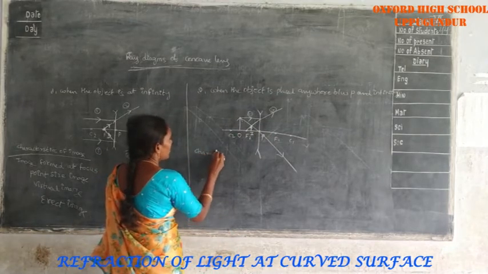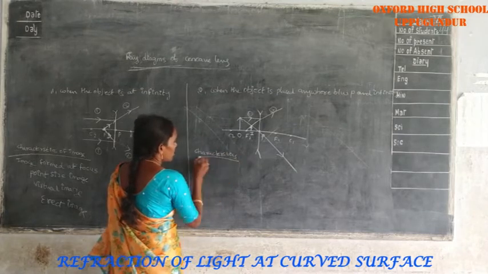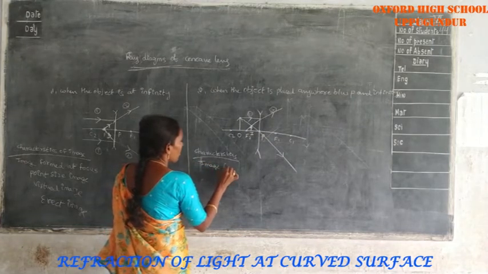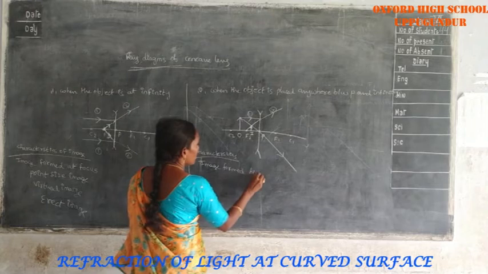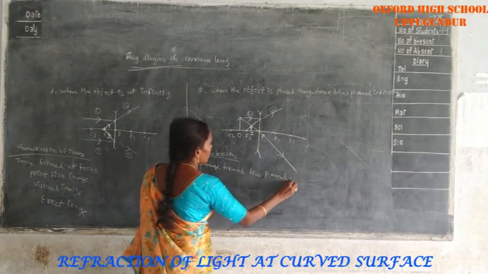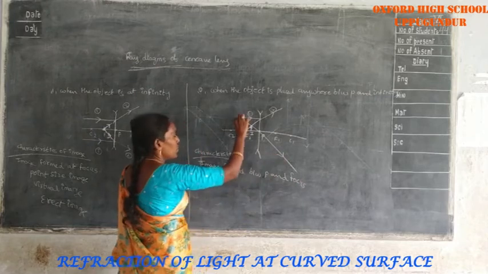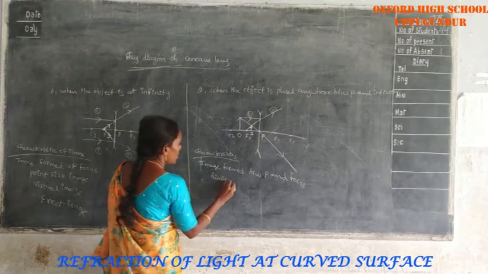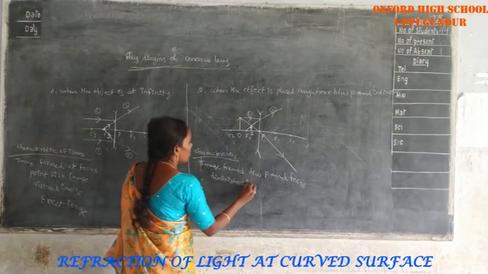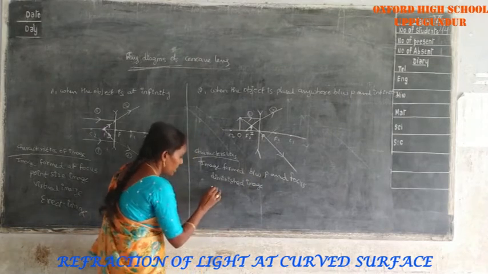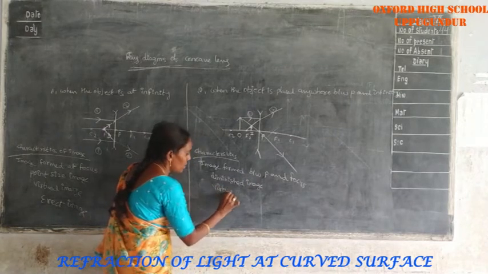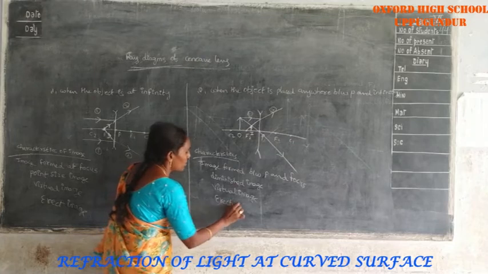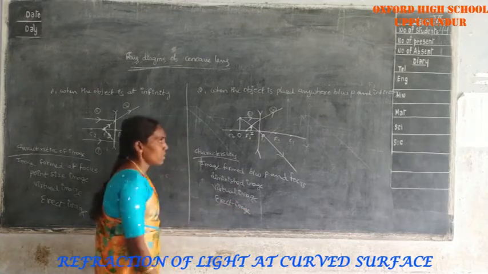See the characteristics. The image is formed between pole and focus. Compared to the object, it is a much smaller size, which means it is a diminished image. It cannot be captured on the screen. That's why it is a virtual image. And all virtual images are erect images.